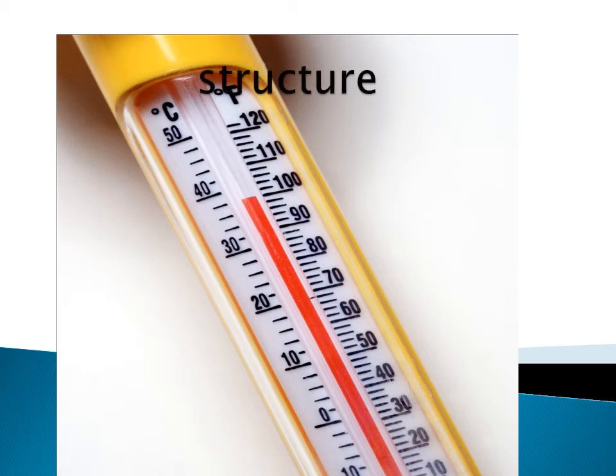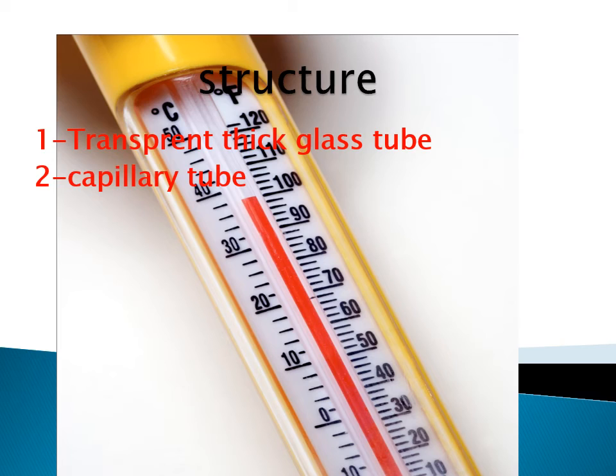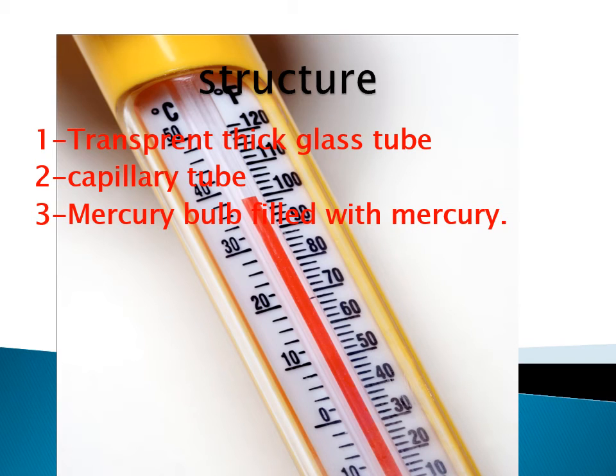What is the structure of the Celsius thermometer? Like the medical thermometer, it contains a transparent thick glass tube from outside, and a capillary tube, which is a very thin tube, which contains the mercury. Number three is a mercury bulb, which is filled with mercury. But this type of thermometer has no constriction in the capillary tube.